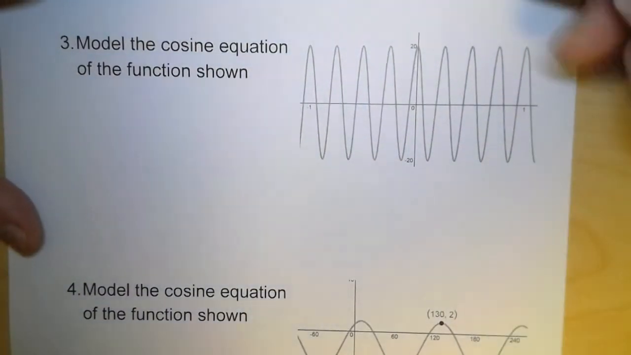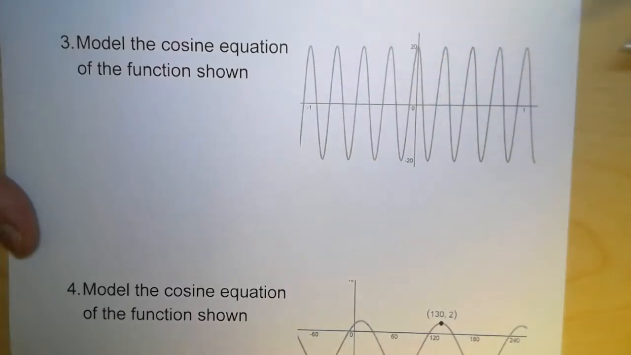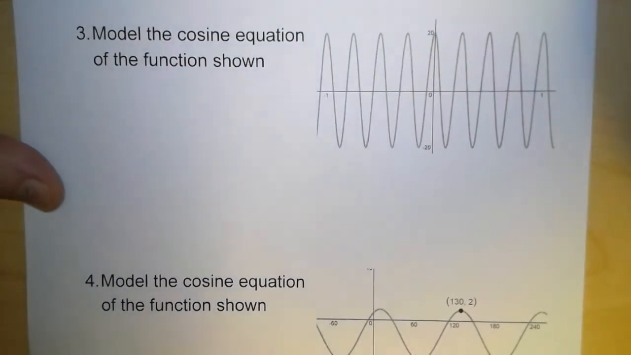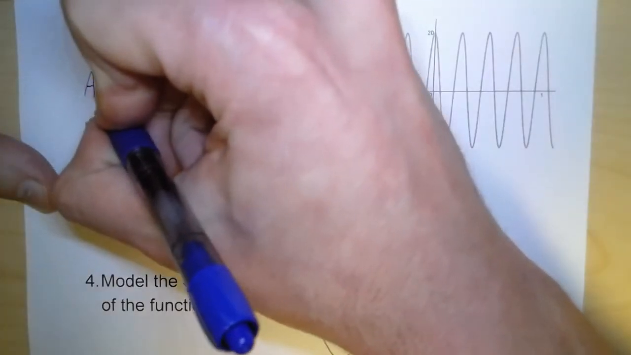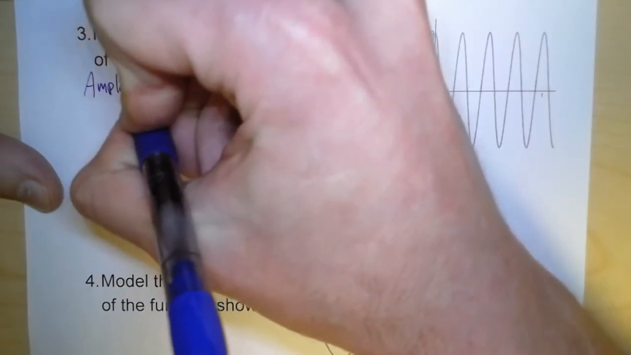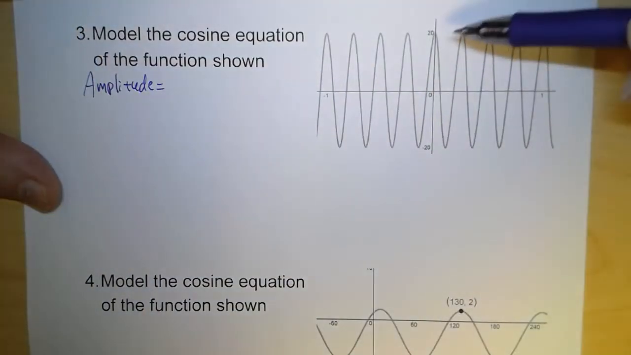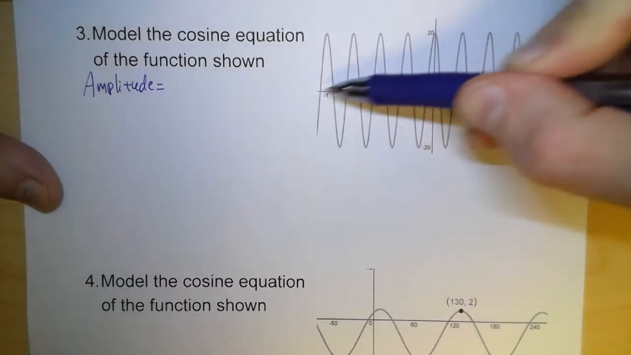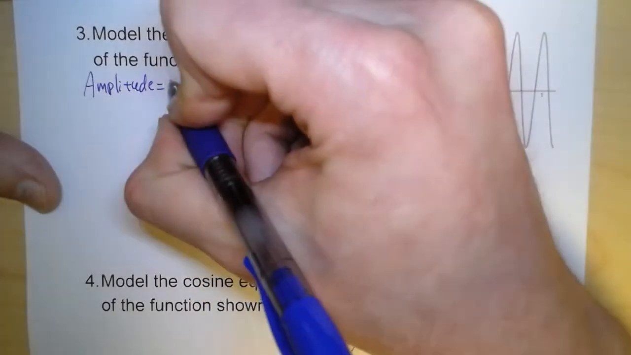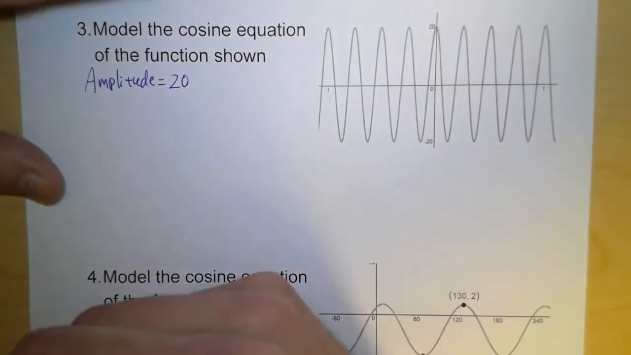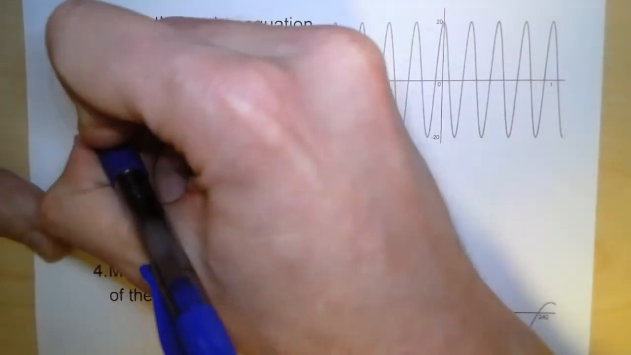Now for this one, quite a lot going on here. So let's look at the amplitude first. If we look at our amplitude, it goes from -20 to 20, and it's centered at 0. So actually the amplitude is quite simple. It's 20. What about the period length?